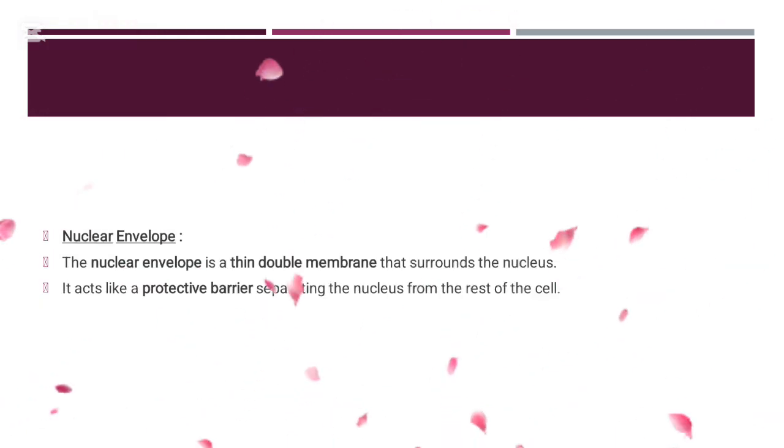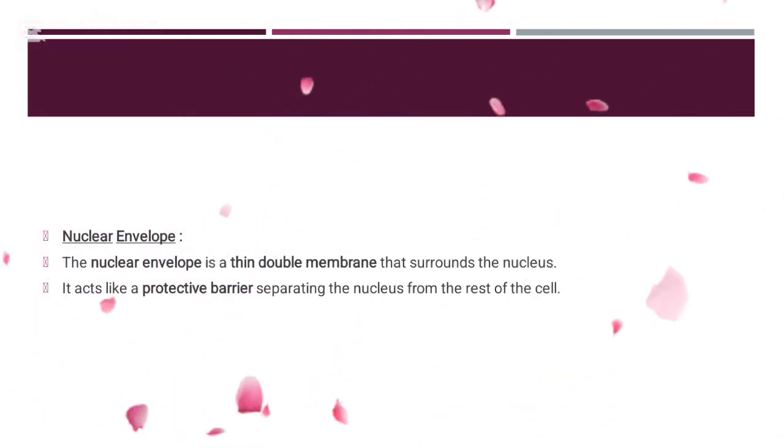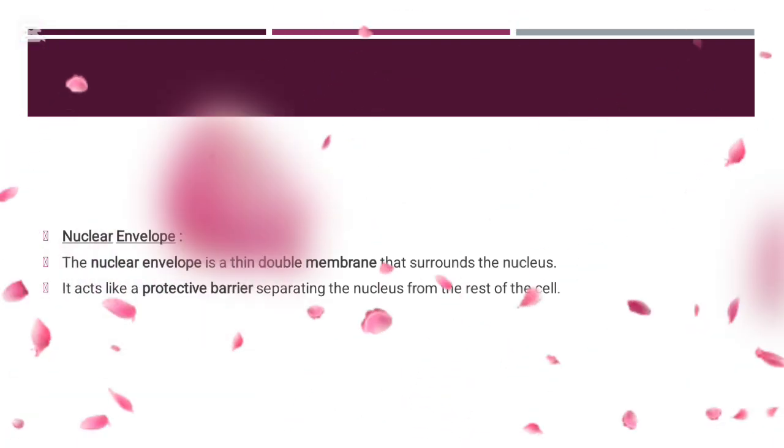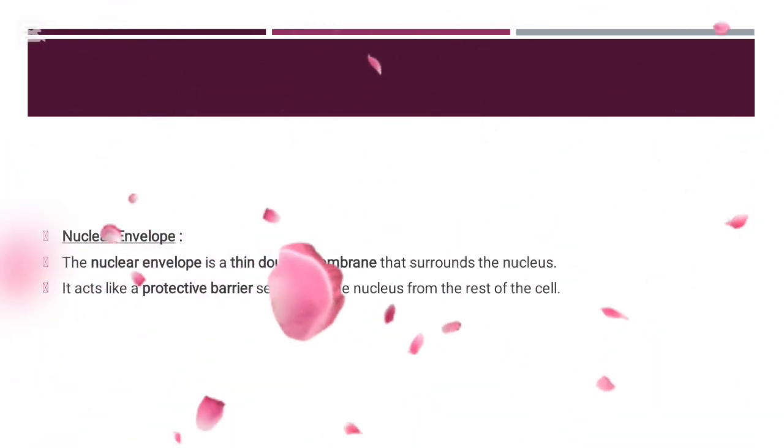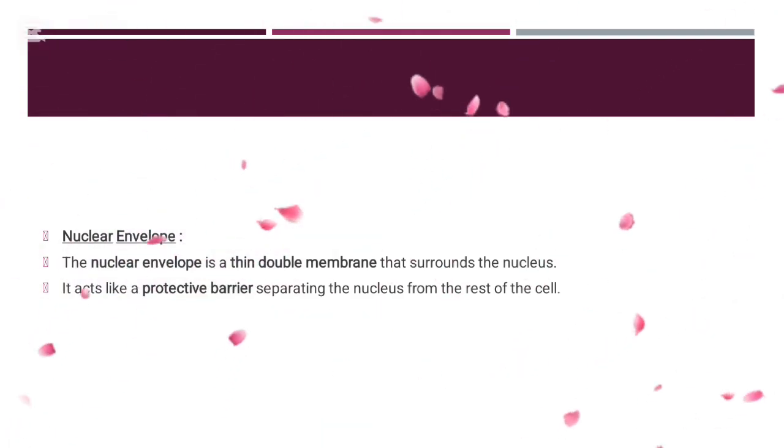Components of the nucleus: nuclear envelope, nuclear pores, nucleoplasm, and nucleolus. Nuclear envelope. The nuclear envelope is a thin double membrane that surrounds the nucleus. It acts like a protective barrier separating the nucleus from the rest of the cell.